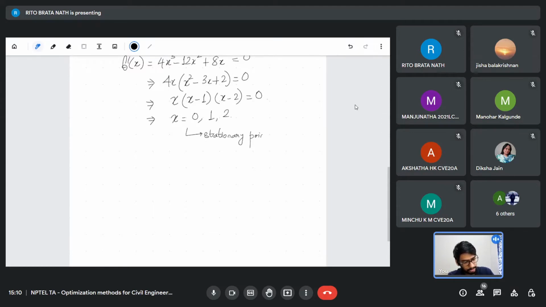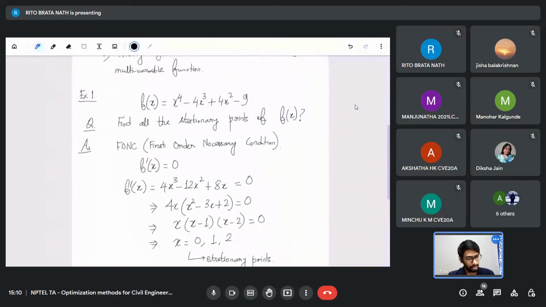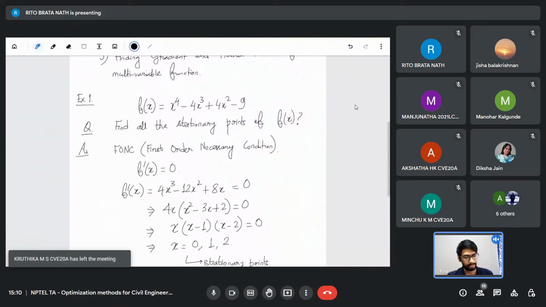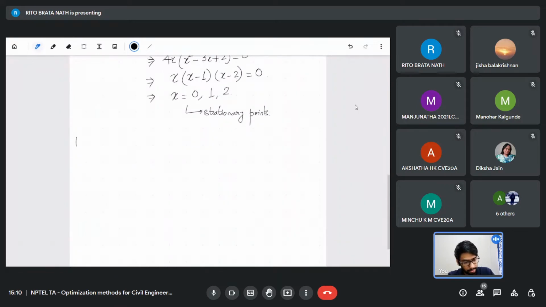This is as simple as that. That's how we can find your stationary points. It just requires you to find the first derivative of the function. This is my example one. Suppose I go one step further and give you another question.